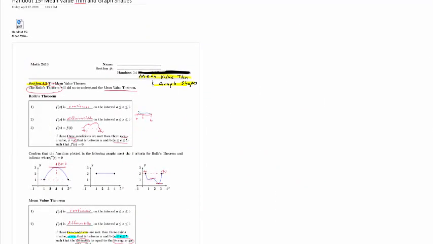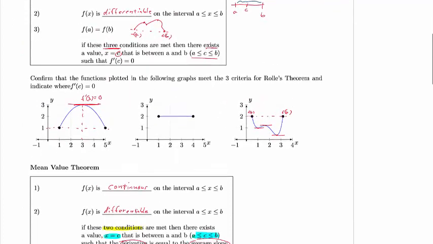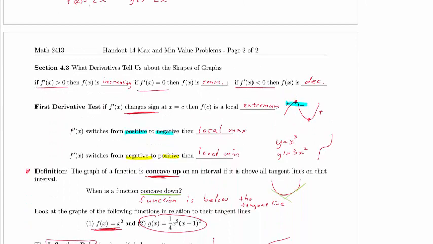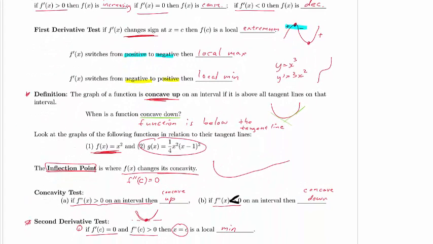All right, so that's it. That's the handout. We went over 2 sections today. Section 4.2, the mean value theorem. And then we also went over the first and second derivative tests. Make sure you are ready for those by exam 3.